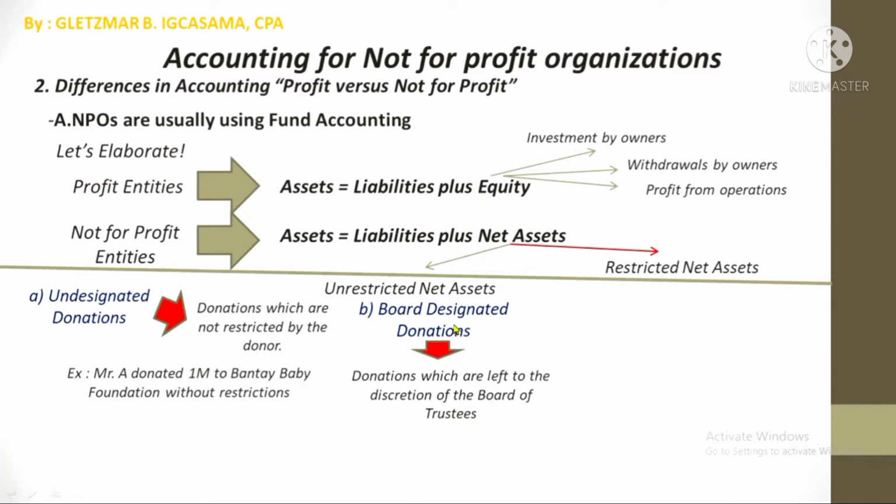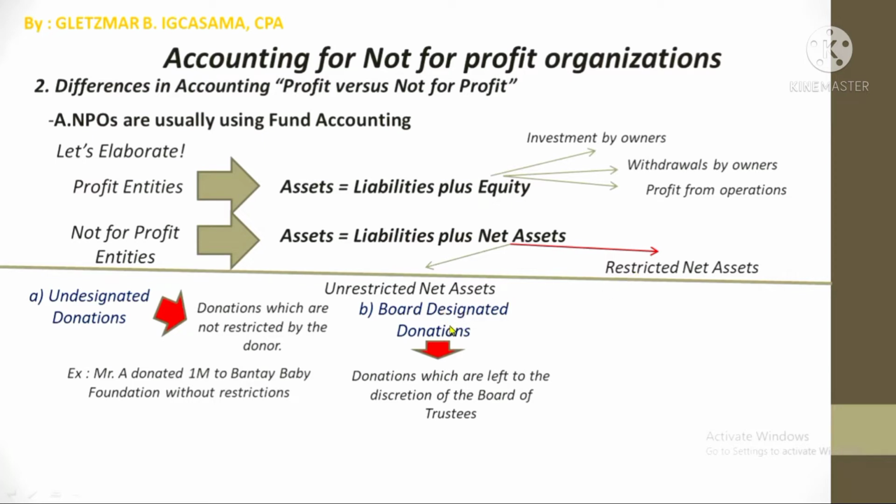Anyways, to make the board designated donations clear, let's have an example. Let's use this previous example. If Mr. A donated 1 million to Bantay Baby Foundation saying, let the board decide on what to do with the donated amount, then the funds will be classified as board designated funds, but will still be under unrestricted net assets. It will not become part of the restricted net assets because to be included in the restricted net assets, donors must place a direct restriction on the donation.